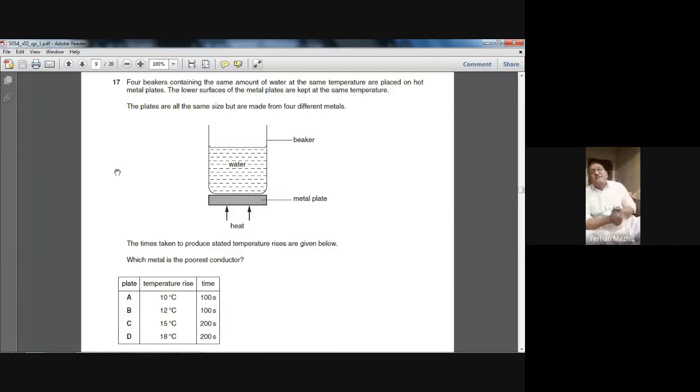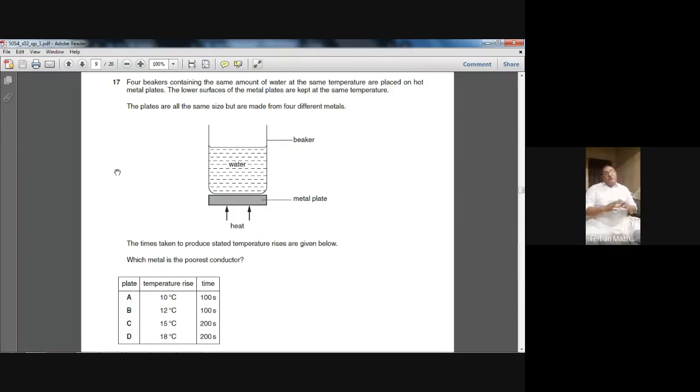We are looking for the poorest conductor. The question could also be the best conductor. When you calculate the rate of change of temperature, the poorest conductor will be the one that has the lowest rate of increase in temperature. That is the poorest conductor.